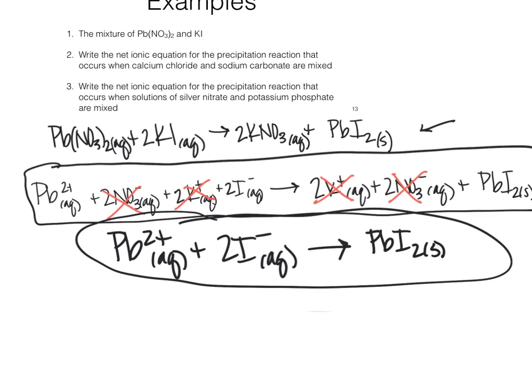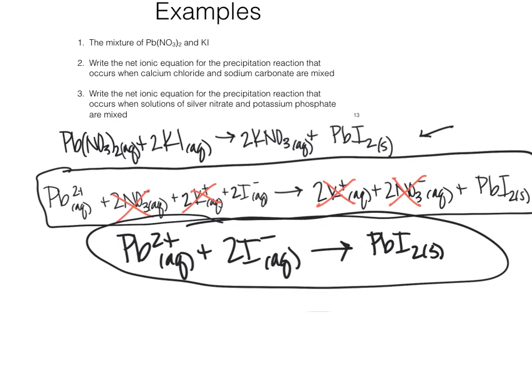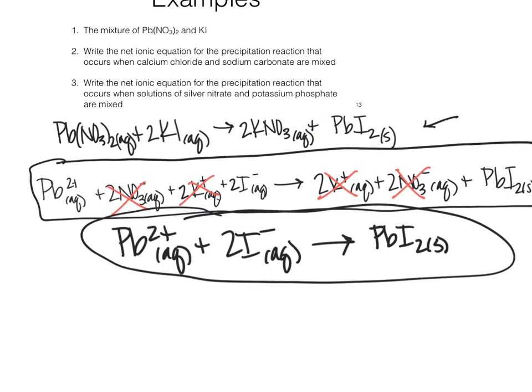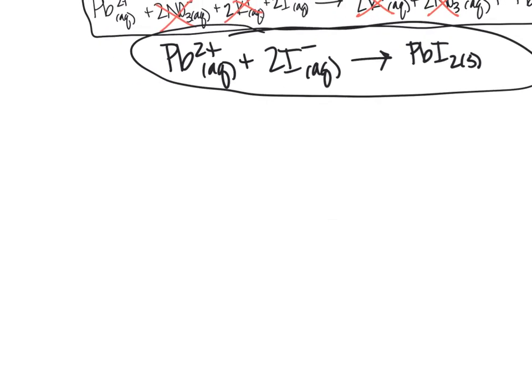So I think we can do one more example. So we'll look at number 2. Write the net ionic equation for the precipitation reaction that occurs when calcium chloride and sodium carbonate are mixed. So you might have an inkling here that I did mention the polyatomic ions. If you haven't memorized them and you don't know how to name your samples, this is going to be quite a difficult concept because it will likely use their chemical names.